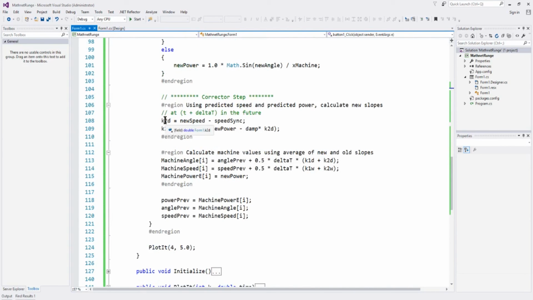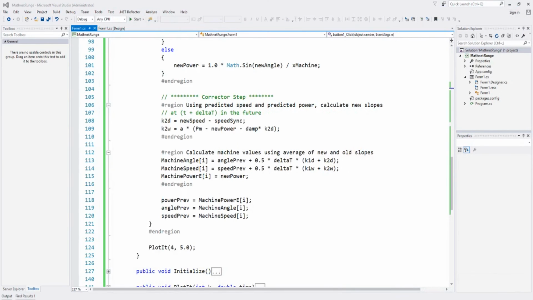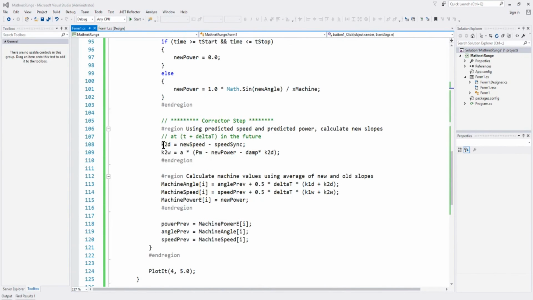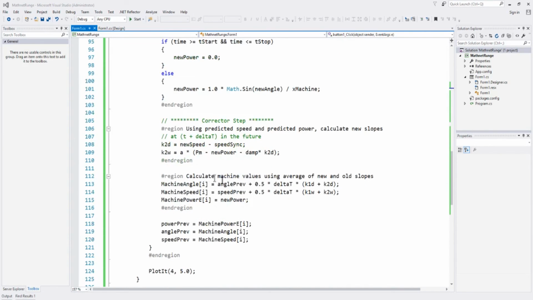Now, what we've done here is we've come up with two slopes. We have our initial slope here, and we just came up with a second slope here, which is a more accurate slope at T plus delta T. So now we have two slopes we can use: K2D and K1D, K2W and K1W. So what we can do is take the average of those two slopes to get a more accurate slope to use to get our final estimate at T plus delta T.